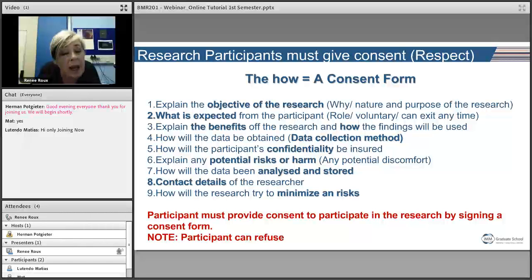You need to explain to them the benefits of the research. How will the findings be used? How will you implement the findings of the research? How will you obtain the information?